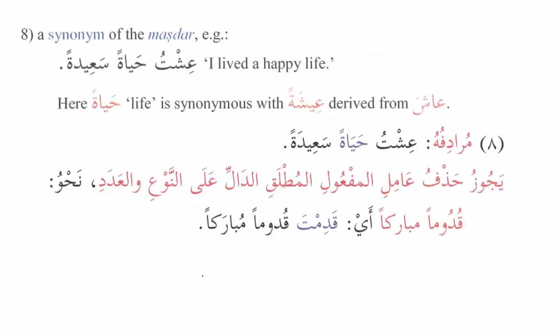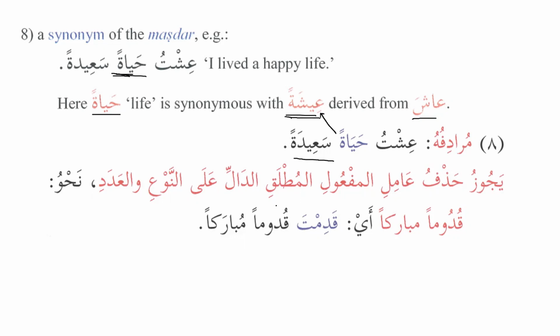And the eighth one is a synonym of the masdar. Aishtu hayatan sa'idatan. So here hayatan, as we can see, should have been aishatan, but instead of aishatan we have hayatan. Here hayatan, life, is synonymous with aishatan, derived from asha. We know that asha yaishu aishatan. So that's the real masdar. But instead of the masdar, we have what is called muradif, a synonym of the same word. So muradifuhu: ishtu hayatan sa'idatan, sorry, because hayat is feminine. So hayatan is the synonym of aishatan.